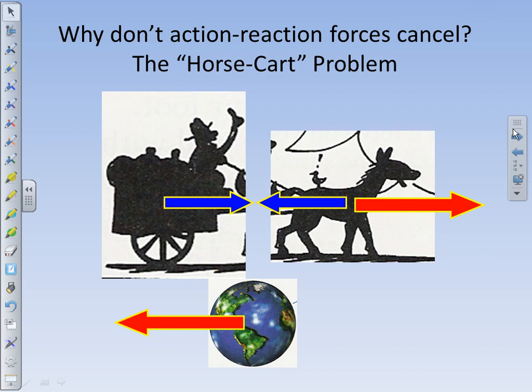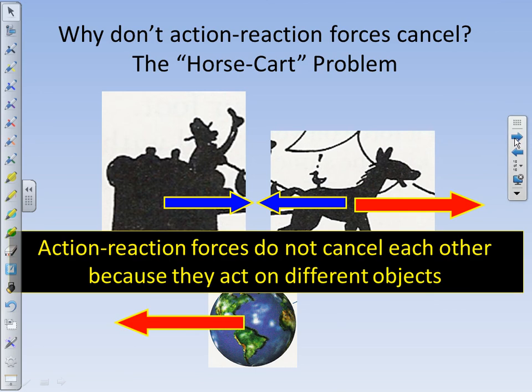So, that then leads to the next logical question. First, let's finish this up, right? Action-reaction forces don't cancel because they act on different objects. That's an important idea. Okay? But that leaves us with an open-ended question based on our situation here.